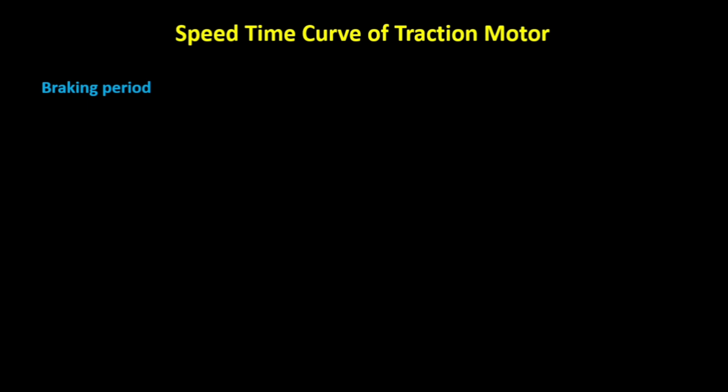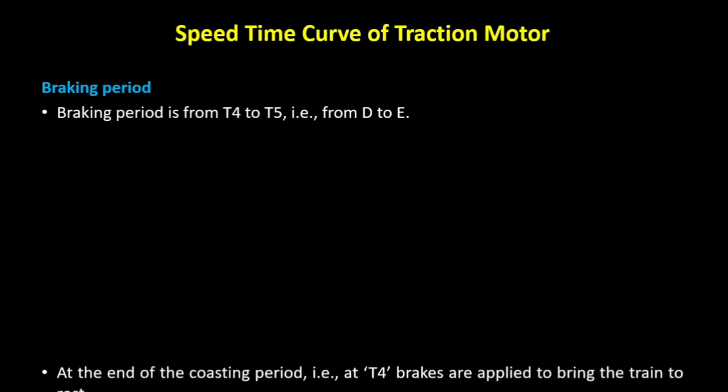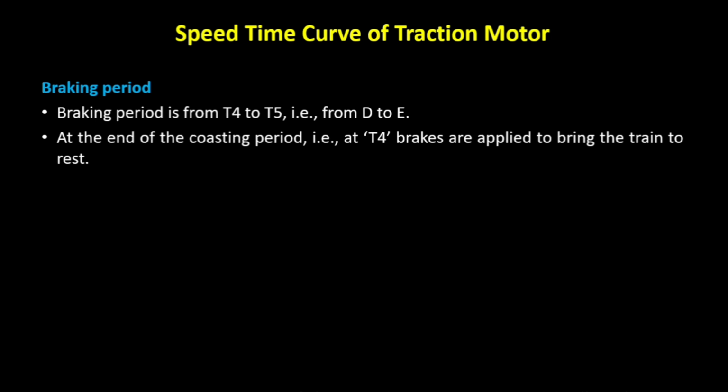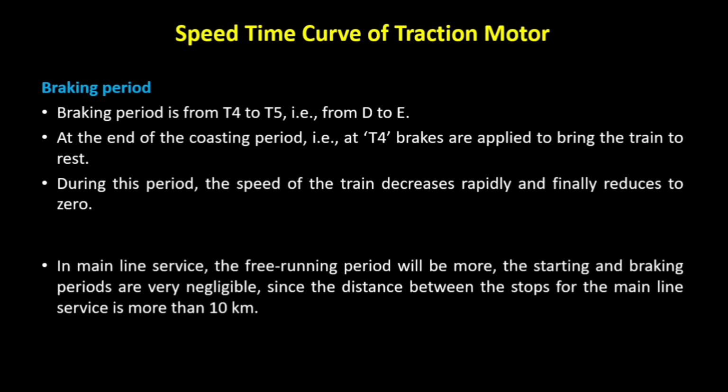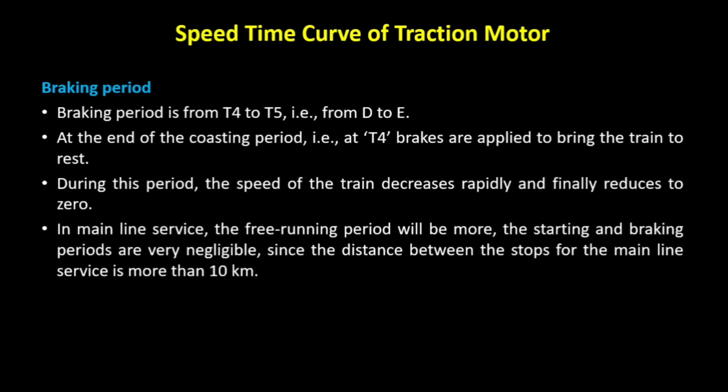Then the last is the braking period, from T4 to T5, from point D to E. At T4 the brakes are applied and the train finally stops. So in mainline services the free running period is longer and the starting and braking periods are very small, since the distance between the stops is more than 10 kilometers.